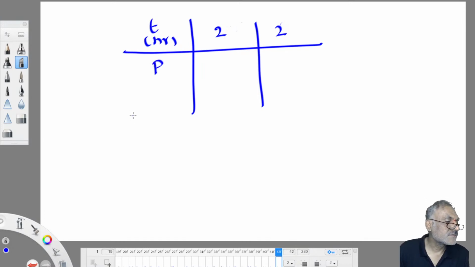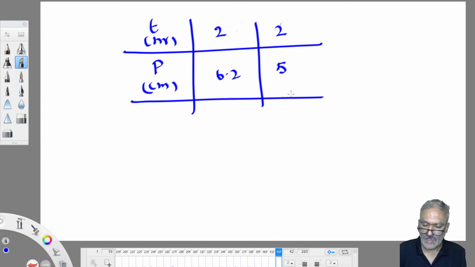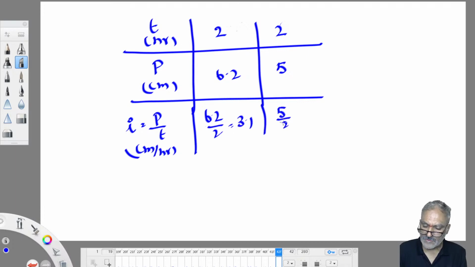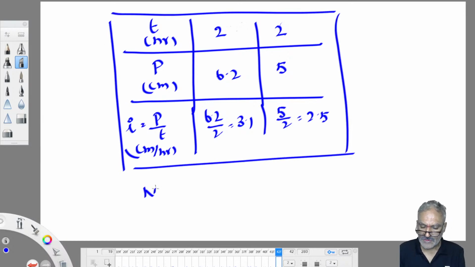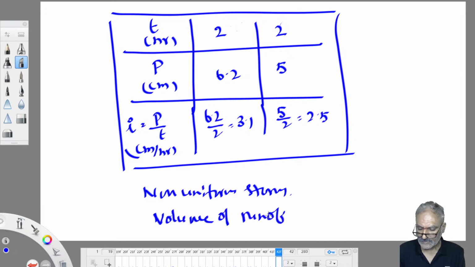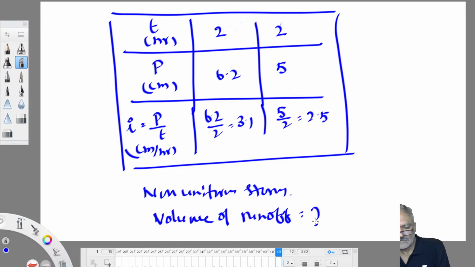Depth of rainfall is given, 6.2 centimeters and 5 centimeters. Therefore, what we do? We convert this into I value. We will get centimeter per hour. 6.2 by 2, 3.1. It is 5 by 2, 2.5. So it is a non-uniform storm. Changing now. We have been asked to find out volume of runoff. Okay.